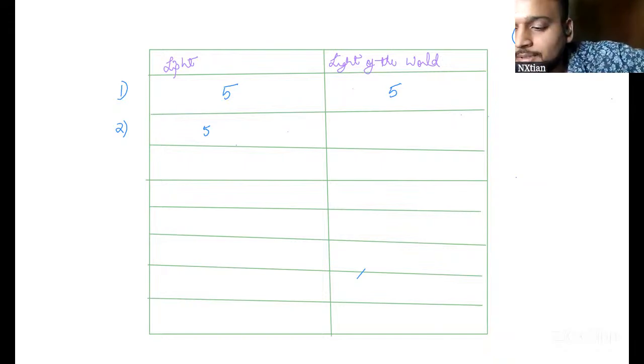Now I will ask a question from Jahoan. Just give me a second. Okay, Jahoan, you have to calculate the pH. If the concentration of H plus ions is 10 to the power minus 4, then what is the pH?